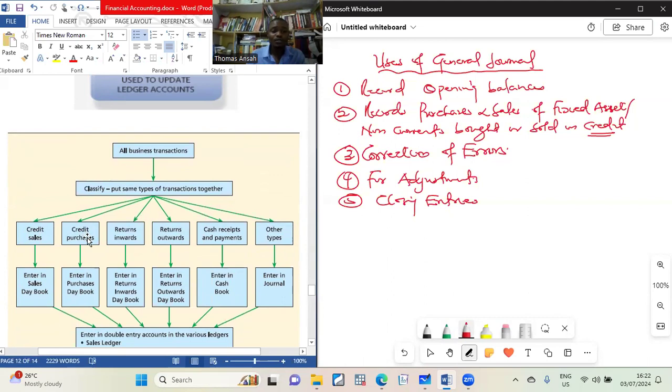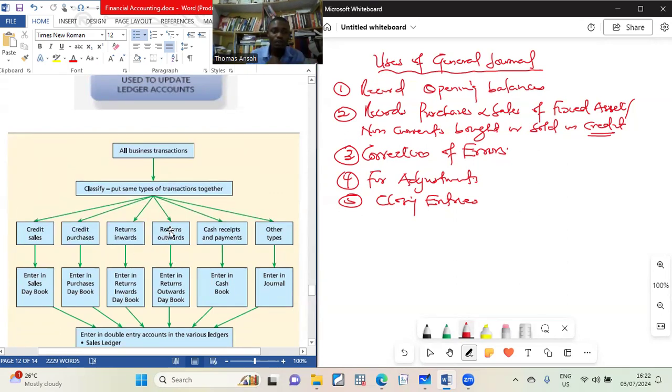Credit purchases. What type of credit purchases is that? Credit purchases of goods must go into what? The purchases day book. Return invoice. What is the name I say call it by? Sales return invoice. So enter return of sales goods that you've sold. What else do we know?